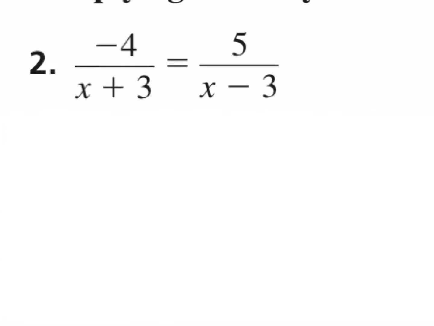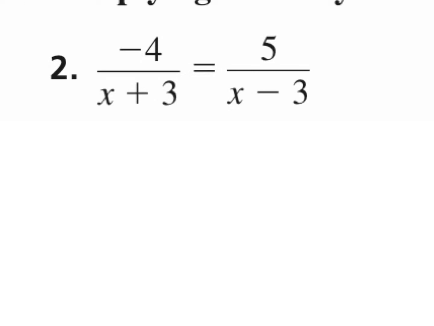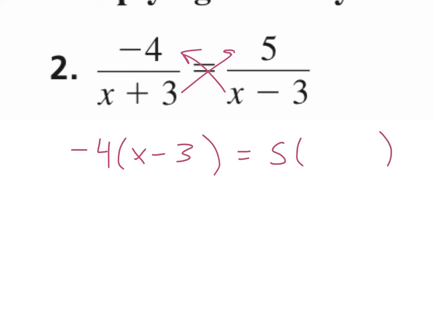All right, let's look at the next one. What should we do first? Cross multiply. So we have negative 4 times what? X minus 3. And then that's equal to 5 times what? X plus 3. What should we do next? Distribute. So we have negative 4x. What's negative 4 times negative 3? Positive 12. What do you get on the right side? 5x plus 15.